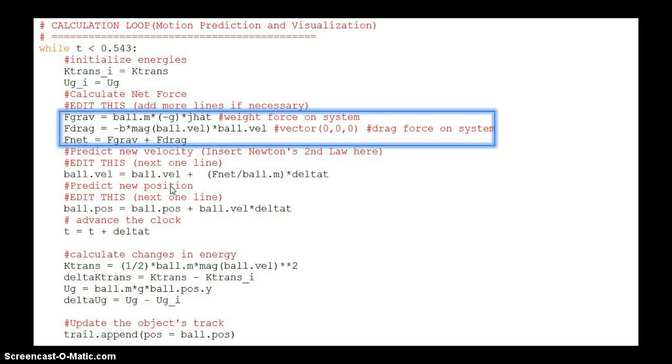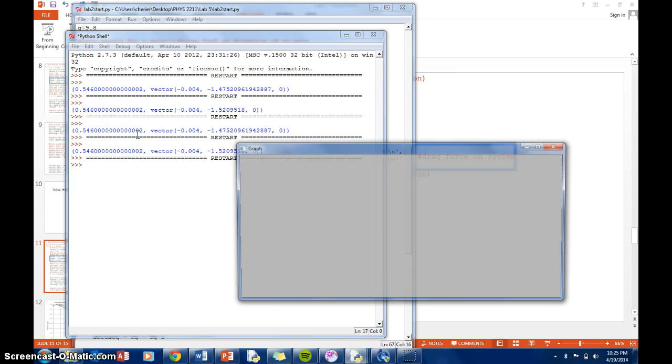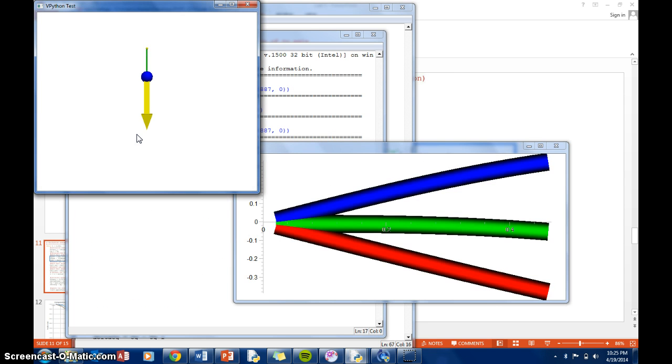Now we will add in the drag force represented by negative b times the magnitude of ball.vel times ball.vel. This will show the true motion of the ball, which will be discussed later. Now, when the code is run, a small blue arrow pointing upwards is present, representing the drag force. This is much smaller than the weight force because of the relatively heavy weight of the ball.